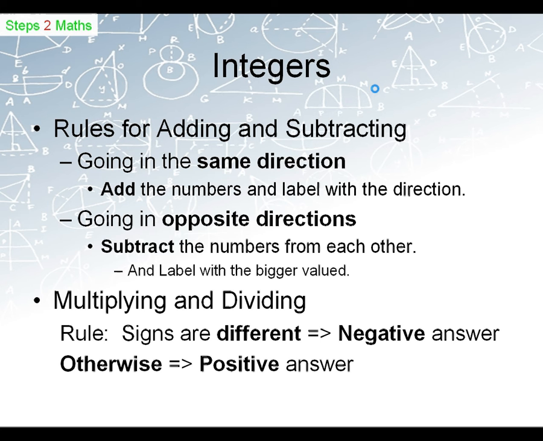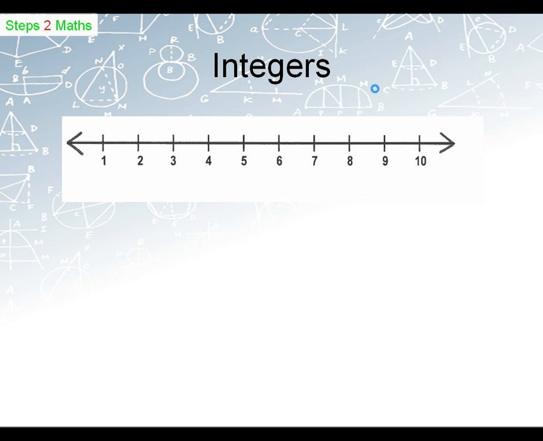What about multiplying and dividing? The rule for multiplying and dividing is quite simple. If the signs are different, the answer is negative, otherwise it's positive. So that's the rules, but for those of you who don't know what integers are yet, let's have a look at where they come from.